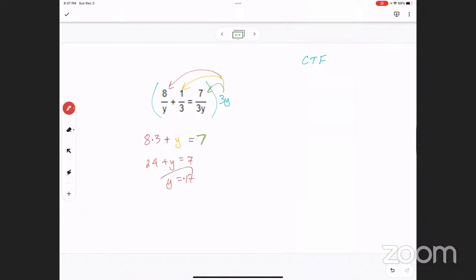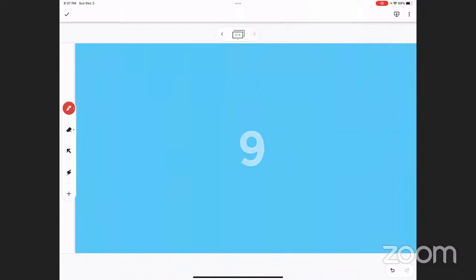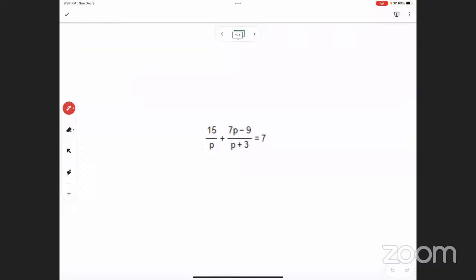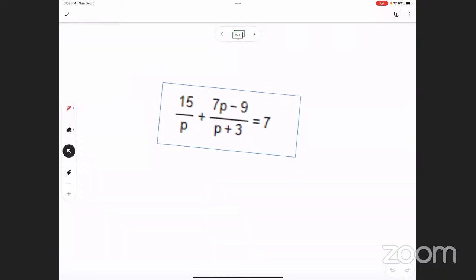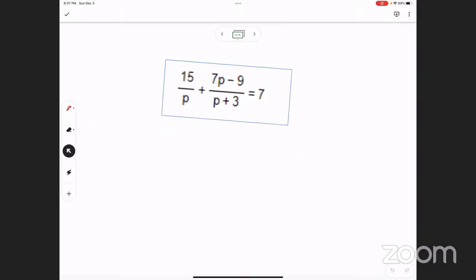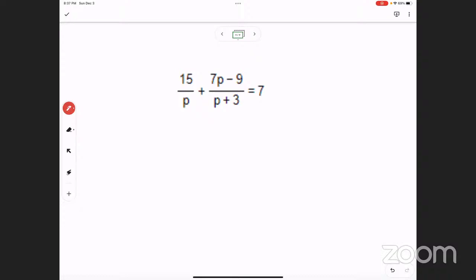So that was the answer. What should I do for this one? Can you clear the fraction on this one? Yep. Anytime there's an equation, instead of dealing with the fractions, just get rid of them.